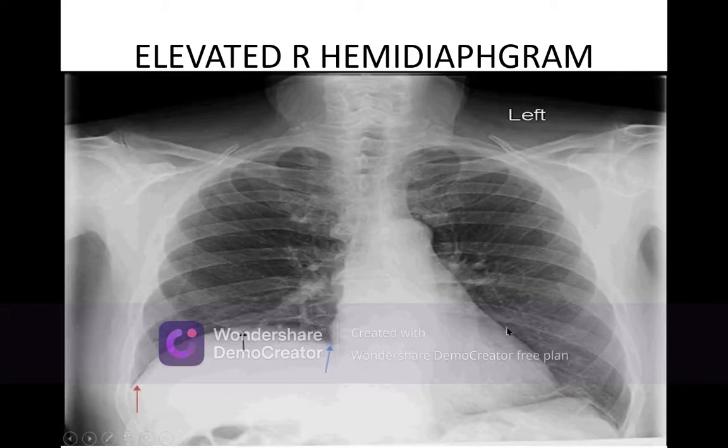So, elevated right hemidiaphragm. Look, the upper border of the diaphragm on the right side and the left side, there is a difference of 2.5 centimeters. If it is more than that, it means elevated right hemidiaphragm. You see here, the dome of the diaphragm, costophrenic angle here, and cardiophrenic angle here. Remember, this angle is very important.